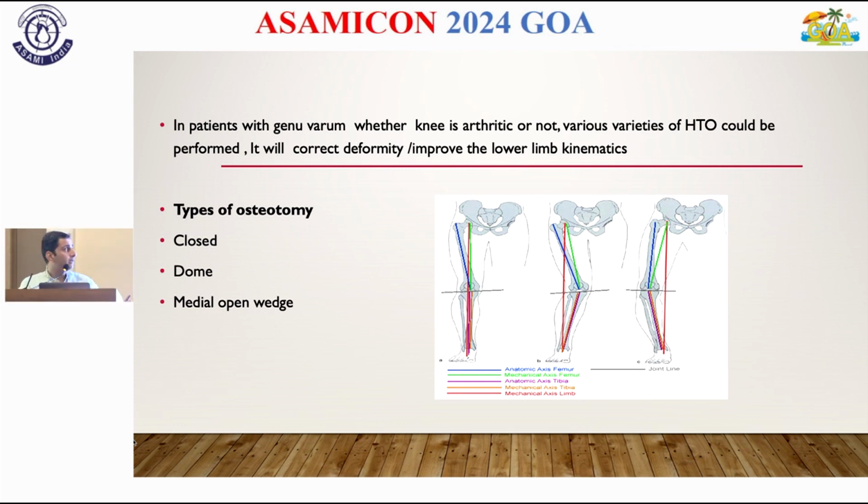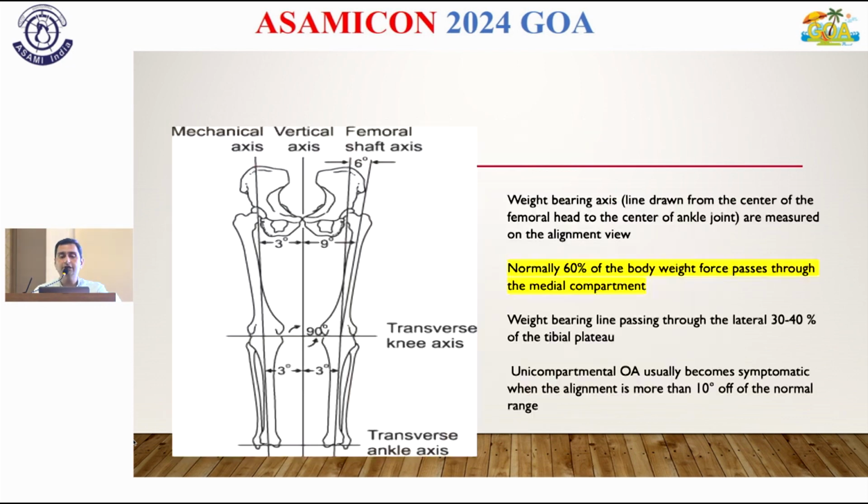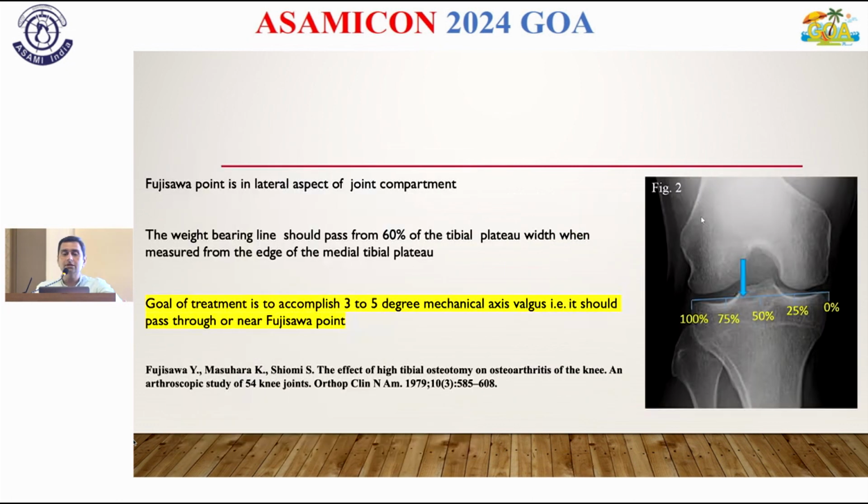It can be done by a closed method or by a dome or a medial open wedge osteotomy. The osteotomy will correct the deformity, but also it will improve the lower limb kinematics. We all know this figure that around 60% of the body force passes through the medial compartment. Therefore, the goal of the treatment is to achieve 3 to 5 degrees of mechanical axis valgus so that the mechanical axis passes through or near the Fujisawa point.